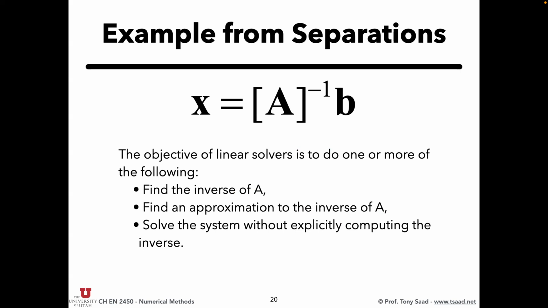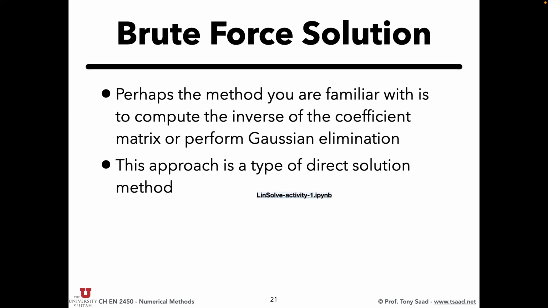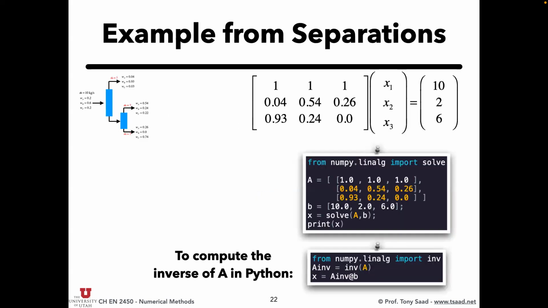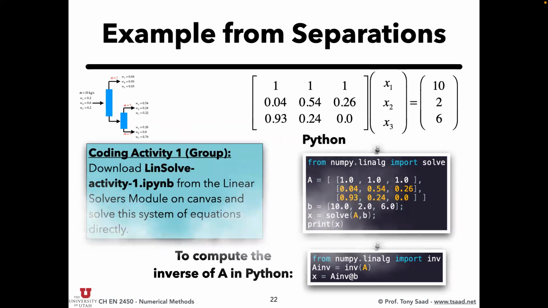We're going to show you how we do that in Python. You probably know, but that's okay, then it'll be just a boring few minutes for you. The brute force solution, the method you're probably familiar with, is to directly find the inverse, multiply the inverse by the right-hand side, and that gives you the solution. So we're going to do this in Python, and I want you to grab linsolve activity 1 notebook from the linear solvers module.